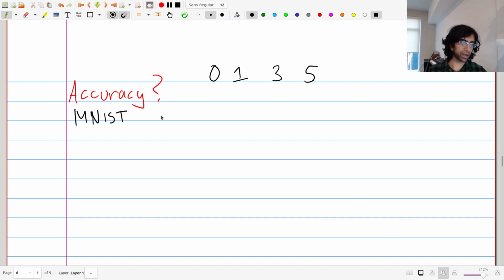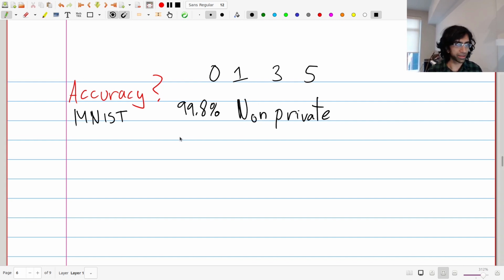In the non-private setting, there are approaches which get, say, 99.8% non-privately. So this is, of course, very high. And the best we get under privacy is 98.1% with privacy, which is pretty good still, I guess. You might think this is pretty close, and this is a result of Papernot et al. I'll leave the reference in the notes.